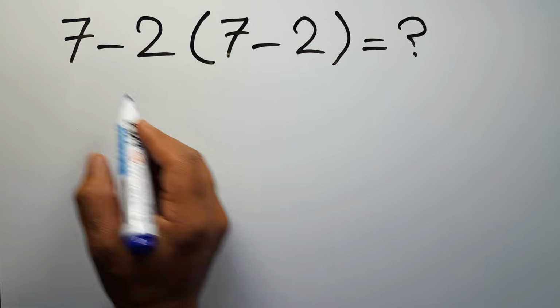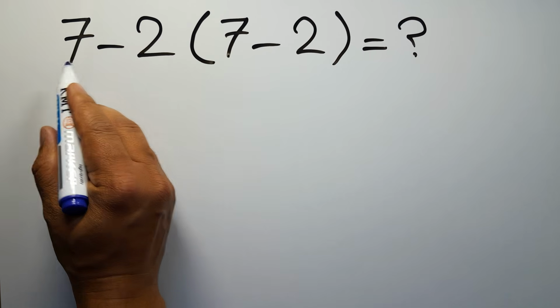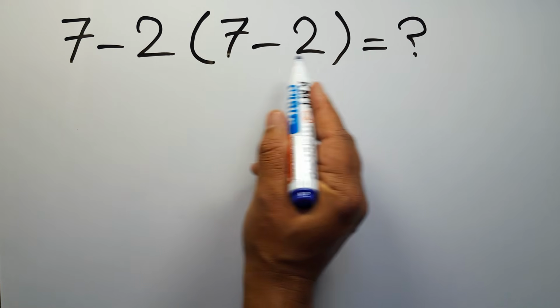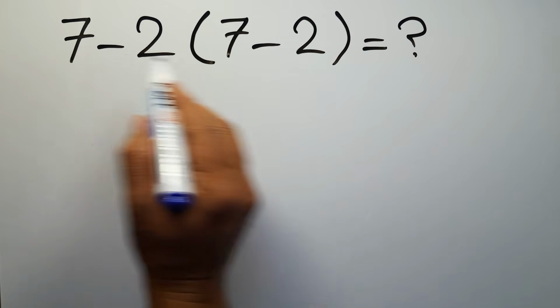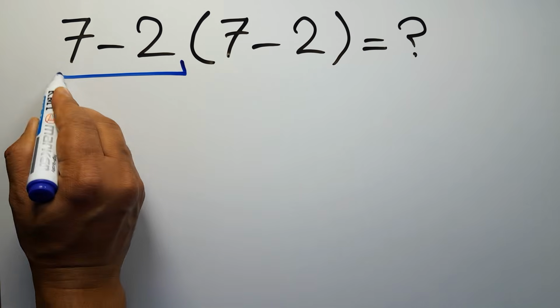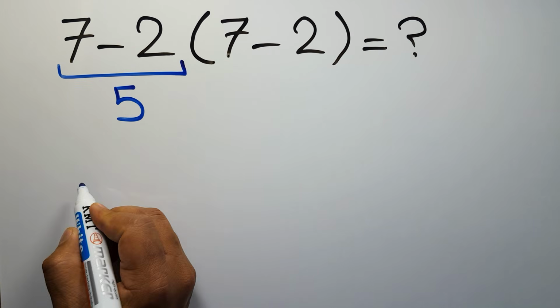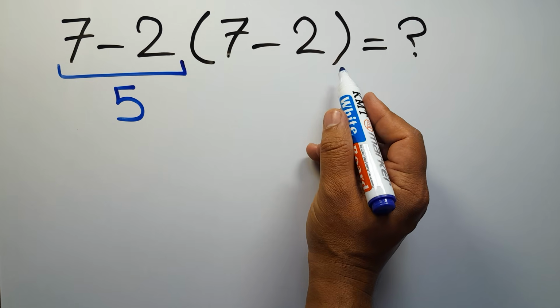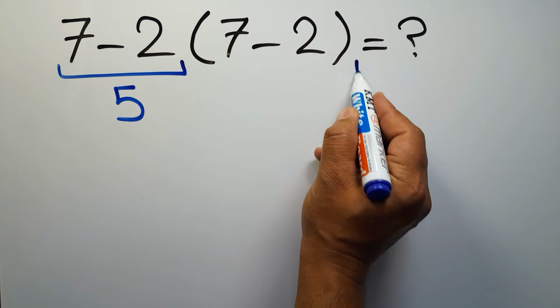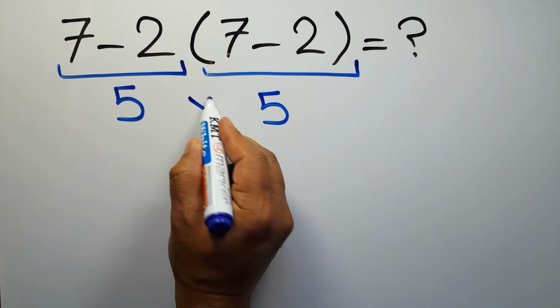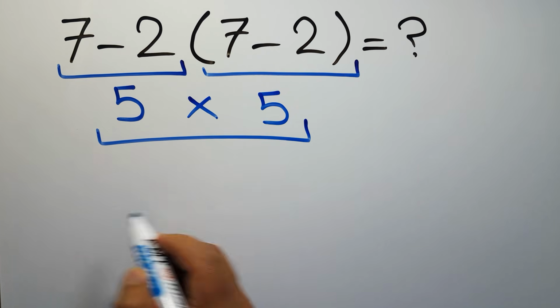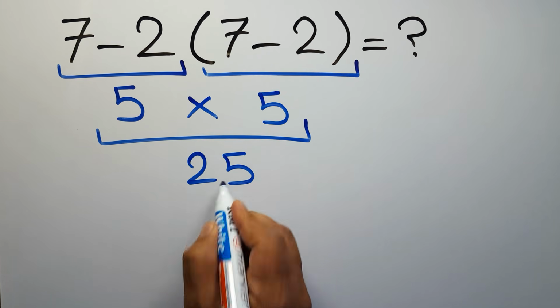In this video, we want to find the value of this expression: 7 minus 2 times 7 minus 2. Are you ready to solve? Let's go ahead and get started. 7 minus 2 gives us 5. And again here inside this parentheses, we have 7 minus 2. So 5 times 5 equals 25.